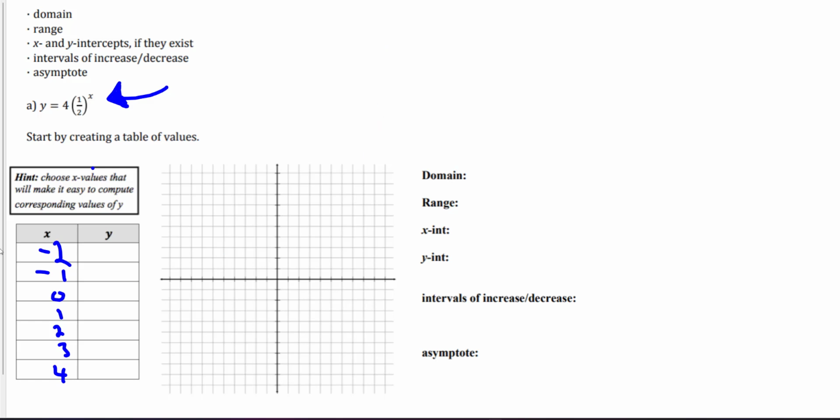All right, so if my x value is negative 2, then y is equal to 4 times 1/2 to the power of negative 2. Now, that's an exponent of negative 2. So what does that mean for us? If you remember correctly, if you have a negative exponent, you flip the fraction and change that negative sign into a positive sign. And now it's much easier to do this.